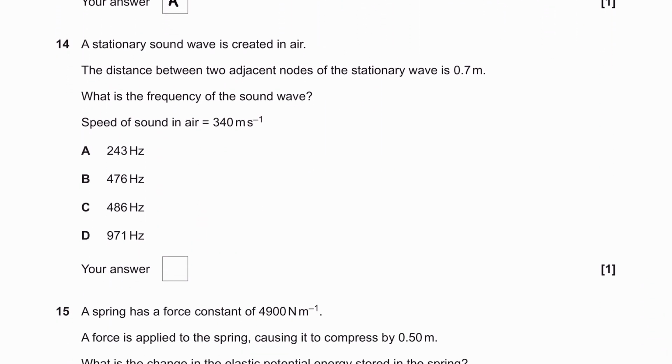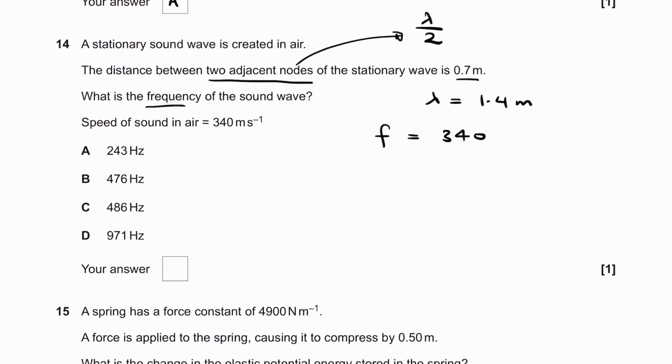So we've been given a stationary sound wave created in air, and the distance between 2 adjacent nodes is 0.7. The distance between 2 adjacent nodes is lambda over 2, or half a lambda. Therefore, lambda is 1.4 meters. One can find out the frequency by using the wave speed equation, so 340 divided by 1.4, or simply 243 hertz. So A is the answer.